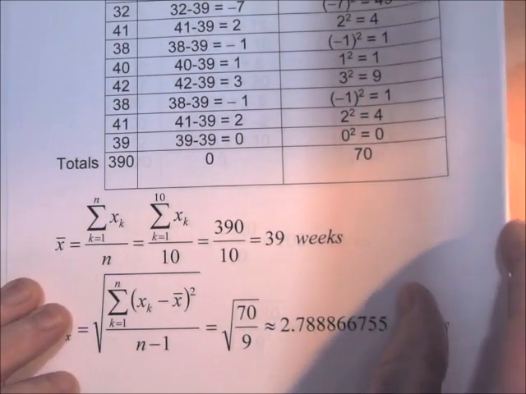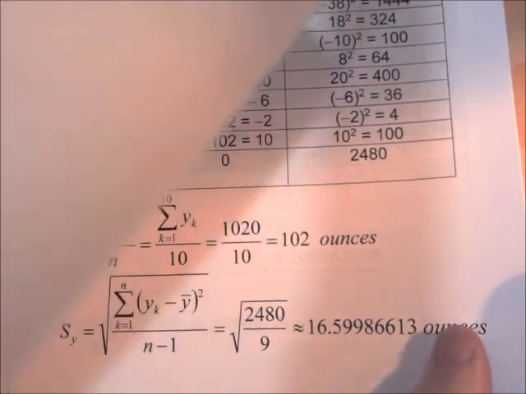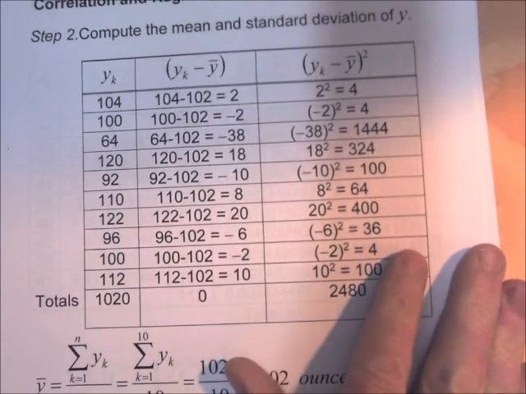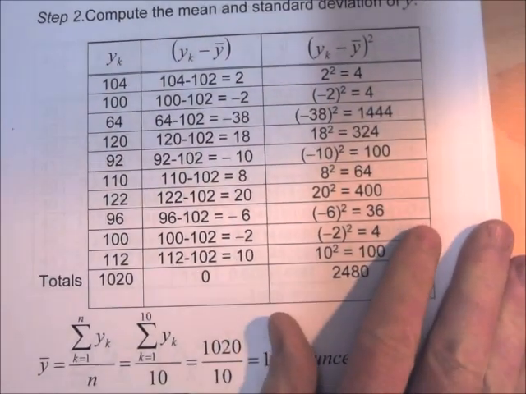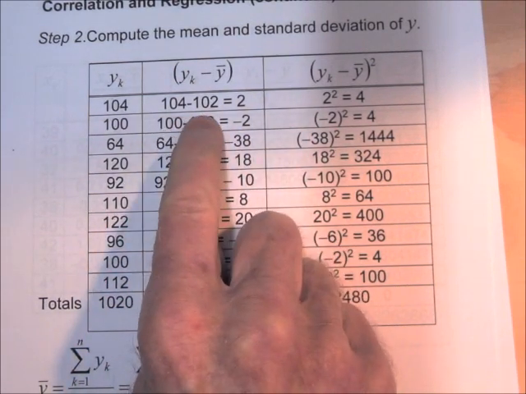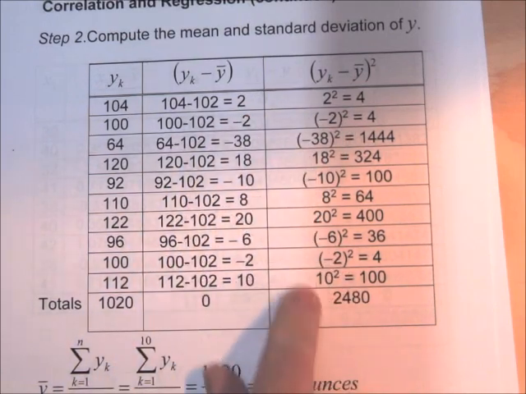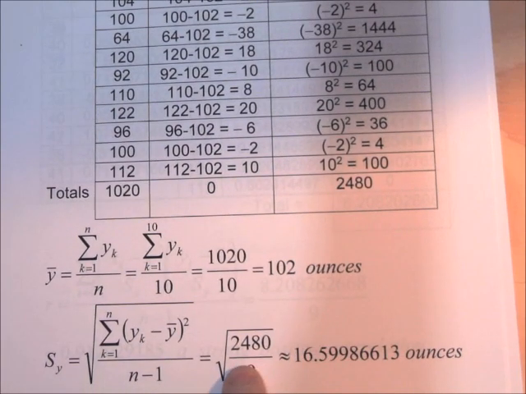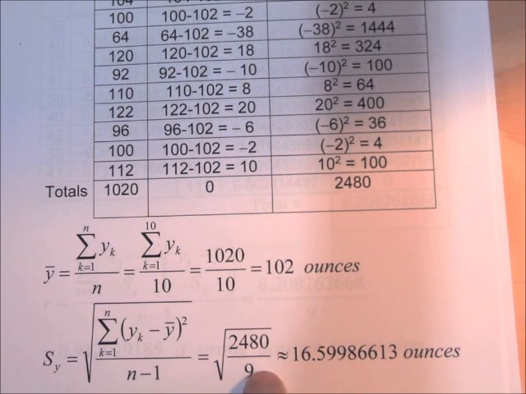And then we do the same thing for the Y variable. I want to compute the mean for the Y variable, and the mean comes out to be 102 ounces. Add up all the birth weights, divide by 10 babies, and then each birth weight minus the mean, and then square it. So 104 minus 102 is 2, 2 squared is 4, and so forth. The sum of the squares is 2480, and we take the square root of 2480 divided by n minus 1, so 2480 divided by 9. The square root of that is 16.59.